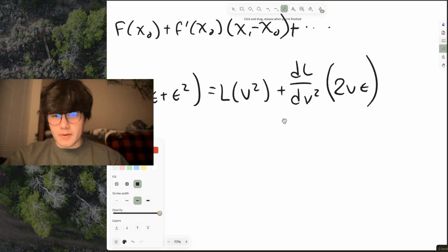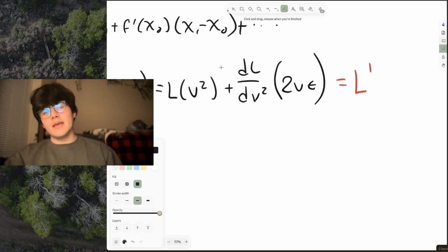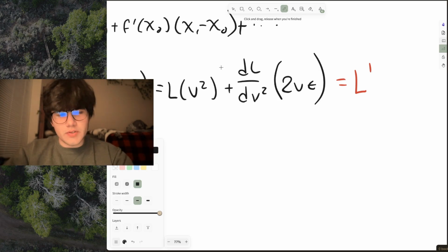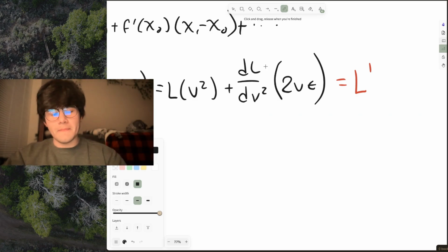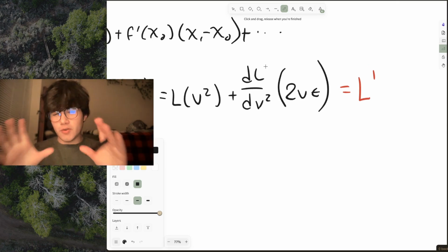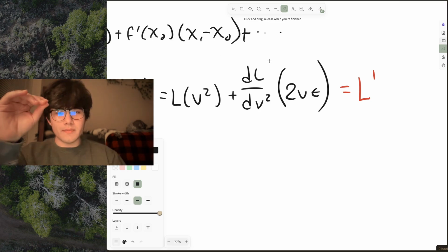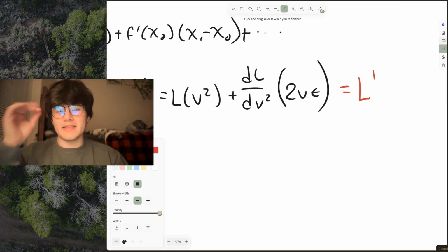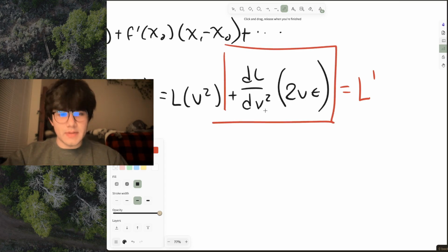So remember, this whole thing here is supposed to be equal to L prime. And these are two different frames that we're talking about. And in order for these two frames to have the same equations of motion, they have to differ only by a total time derivative, right? And because we've already assumed Galilean relativity, we know that these two have to have the same equations of motion. So in order for these to have the same equations of motion, that means that this bit here has to be some sort of total time derivative.